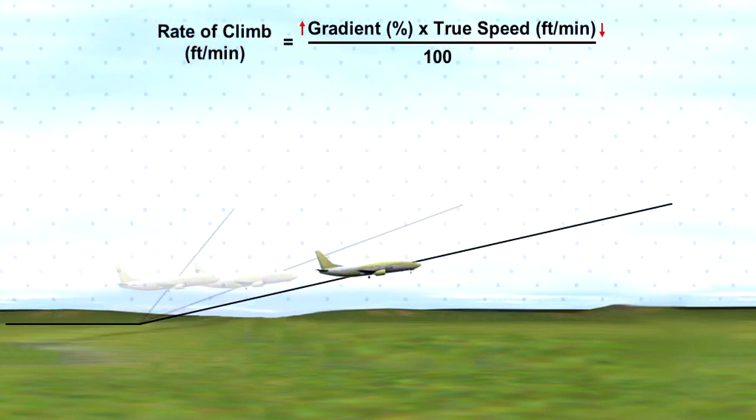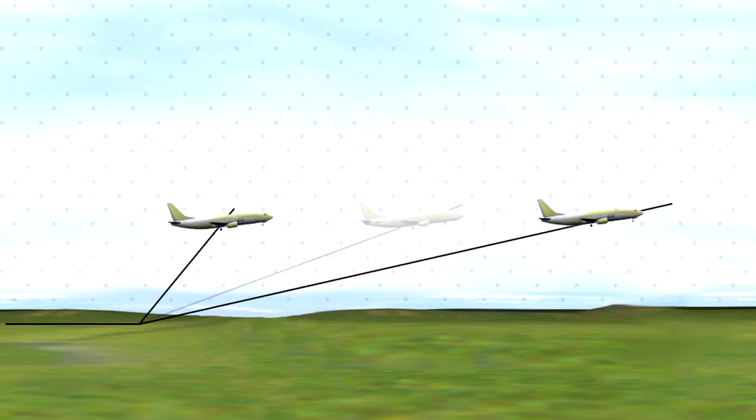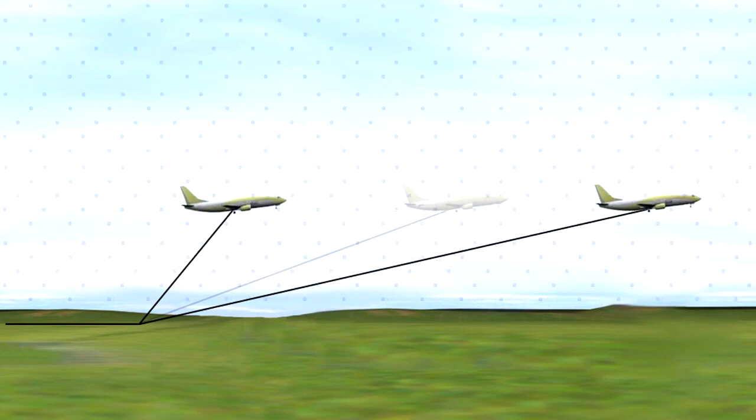In the case of a tailwind, the gradient decreases, but the horizontal speed increases. Again, the situation is the same. One variable decreases, but the other variable increases. The net effect is that the rate of climb remains unchanged. Looking at both the headwind and tailwind examples together shows you that both aeroplanes are gaining the same height in the same time. Therefore, we may state that winds do not affect the rate of climb of an aeroplane.